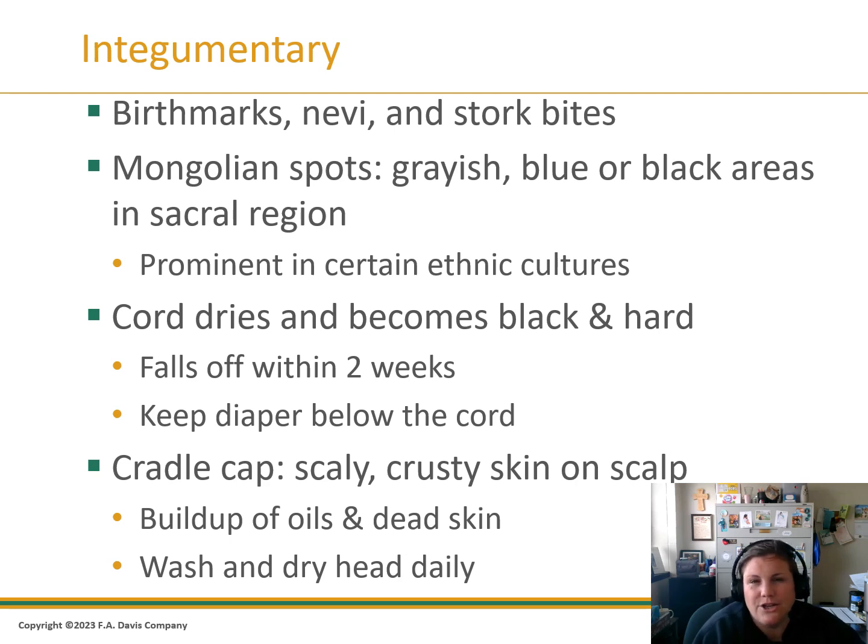Sometimes you'll see parents put some baby oil on the baby's hair to try to moisturize the skin. Well, in reality, because it's a buildup of oils and dead skin that creates this cradle cap formation, the baby oil typically ends up making it worse rather than better.